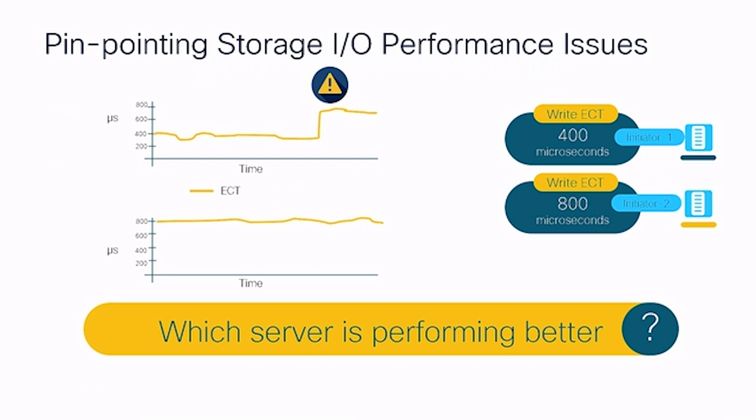Now I show you a time series view of the same number. I just told you one number. I didn't tell you when it increased, what happened last week, things like that. Now look at the graphs. Initiator 1 had been doing 400 microseconds of exchange completion time for a week. But now today morning it goes to 800. It's a 100% spike, while initiator 2 stays at 800. Now which one do you believe, which server is in trouble?